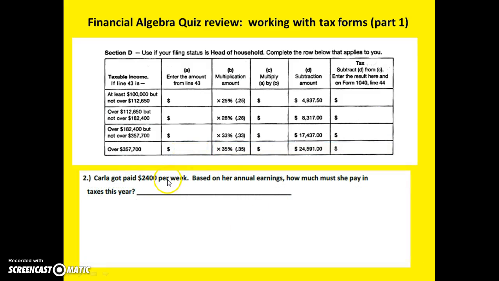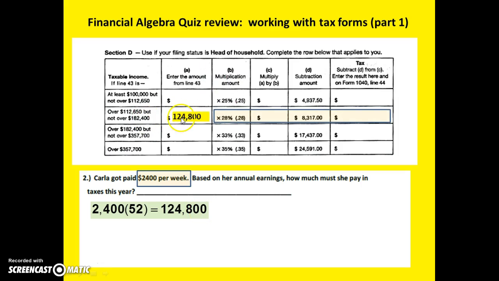Carla got paid $2,400 per week. Based on her annual earnings, how much must she pay in taxes this year? Remember, we want to find out her annual earnings first. If she's paid per week, it's 2,400 times 52, and that gives us an annual salary of 124,800. That's what we have to use in our tax. 124,800 goes right in that row. It's greater than 112,650, but it's less than 182,400. So that's the row we're going to use to calculate her tax bill.